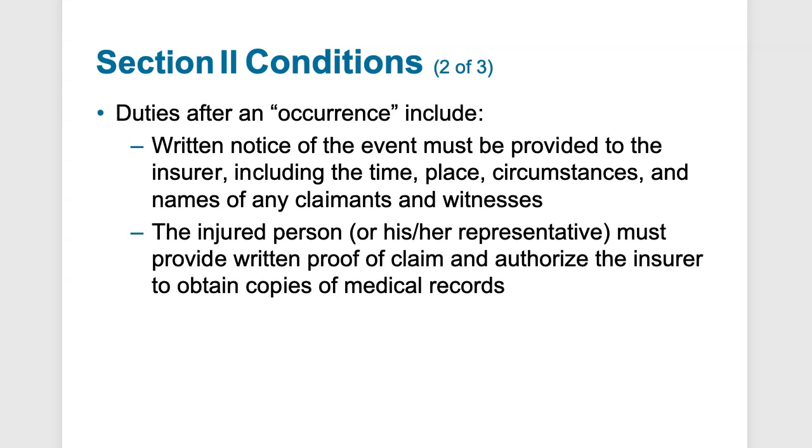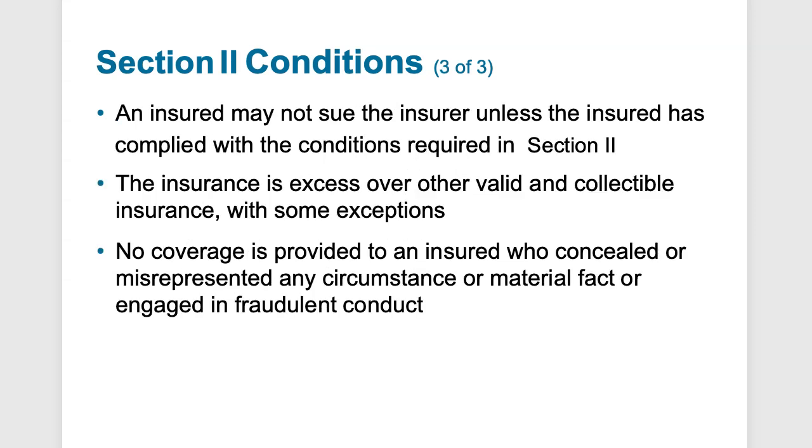Now, duties after an occurrence. If an occurrence does occur in your house, then written notice of the event must be provided to the insurer, including the time and place, the circumstances, the names of any claimants and witnesses, and as much detail as possible. And the insured person must provide written proof of a claim and authorize the insurer to obtain copies of medical records for the person who is injured. So these are just things that have to be done, and if they're not done, it could limit your ability to get your payout.